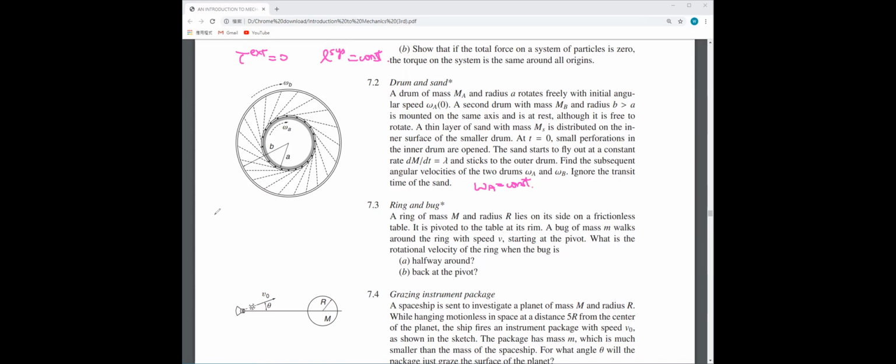So the initial angular momentum, this is a ring, okay, is (M A squared plus MS A squared) times omega A, plus MB B squared omega B. This is the total initial angular momentum. And then after time t, the mass of the sand has decreased by lambda t, and here the mass increases by lambda t. And because of the angular momentum, you can write it like this.